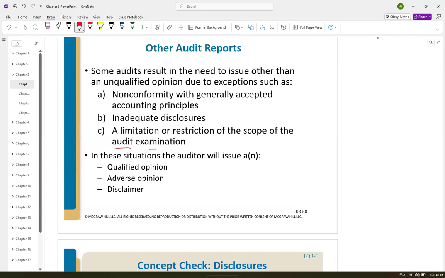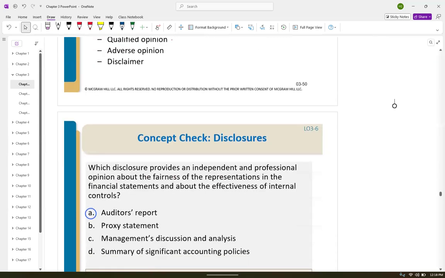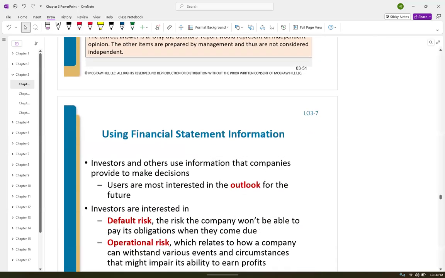Okay. They should be able to talk to any employee of the company because they're gathering evidence. Okay. So there may be a limitation in the scope of the audit examination. In these situations, it could be qualified, adverse, or disclaimer. Okay, I'm going to skip over that.